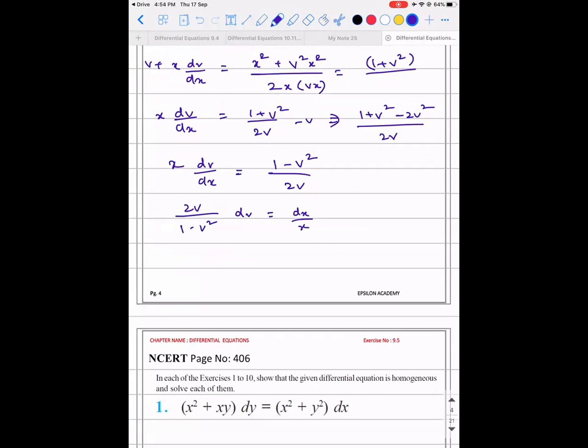So I think you need to take 1 minus v square as t. Then the numerator will be minus dt. So left hand side is 1 minus v square is equal to t, and then proceed. Right hand side is obviously log x. So remaining part you know to solve.